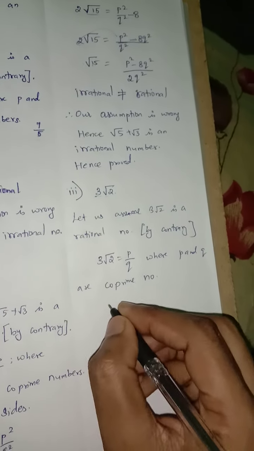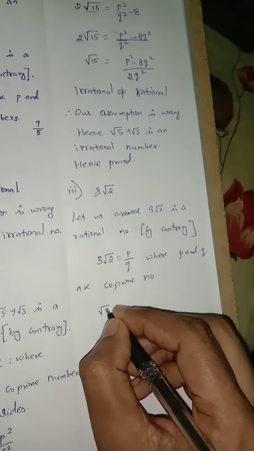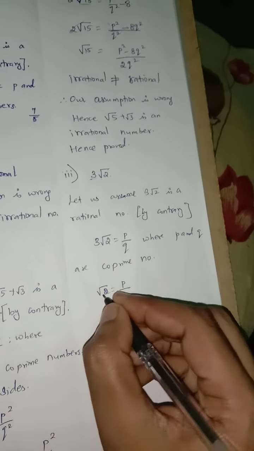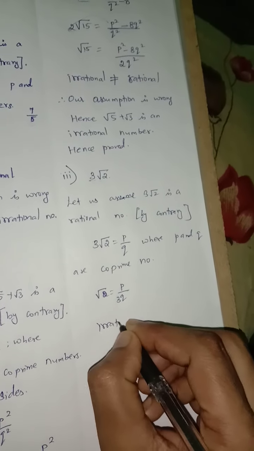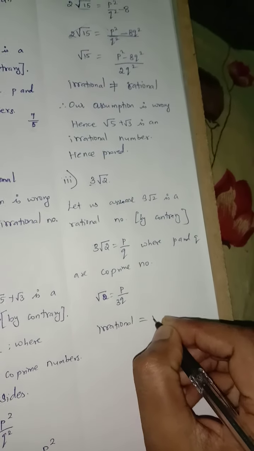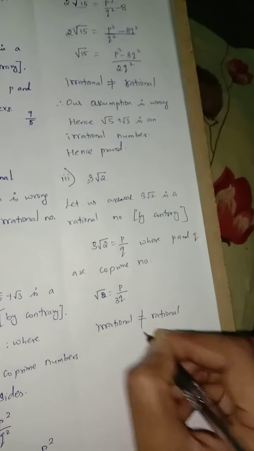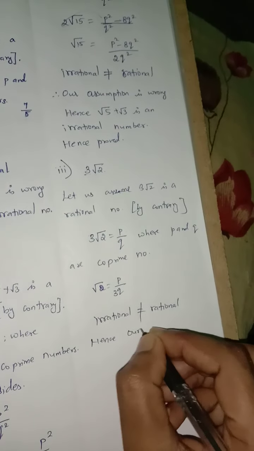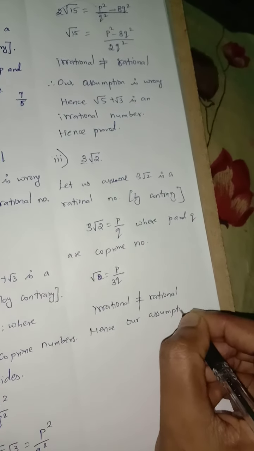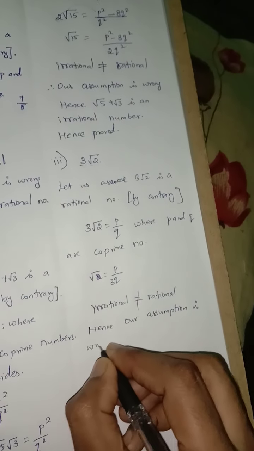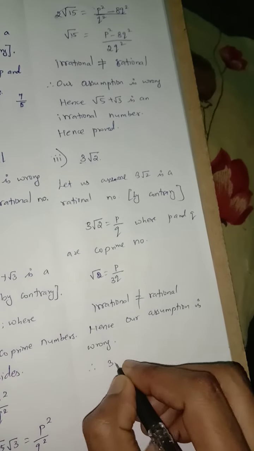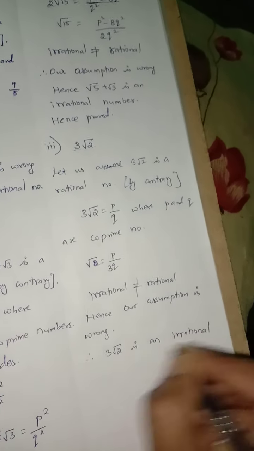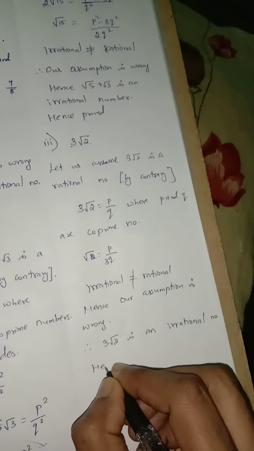Then what shall we do? We want to transpose square root 2 equal to p by q. Transpose this 3 to this side, and it becomes the denominator. So this is irrational and this is rational. Definitely this is not equal. Hence our assumption is wrong. Therefore 3 square root 2 is an irrational number. Hence proved.